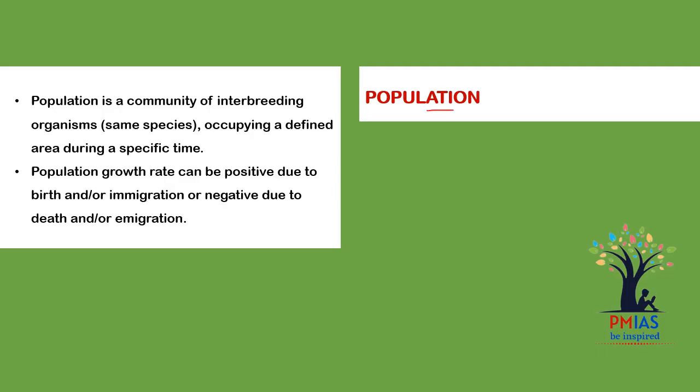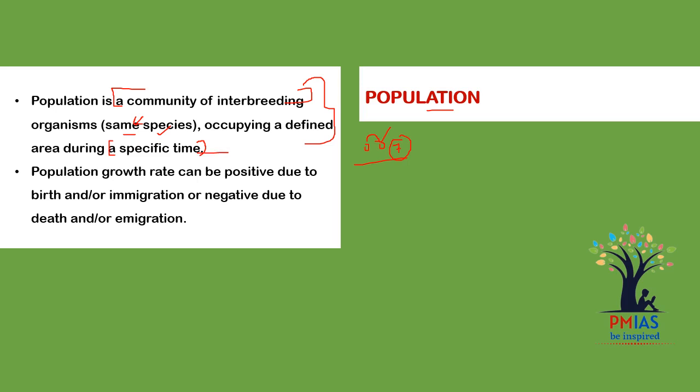Next is population. Population means a community of interbreeding individuals of the same species. Wherever interbreeding occurs, it is because of the same species occupying a defined area during a specific time. This is the proper definition of population. We can say it simply with a dog: today there are two dogs, and these two dogs interbreed. All of a sudden, in this same area, the total dog population increases to 7.